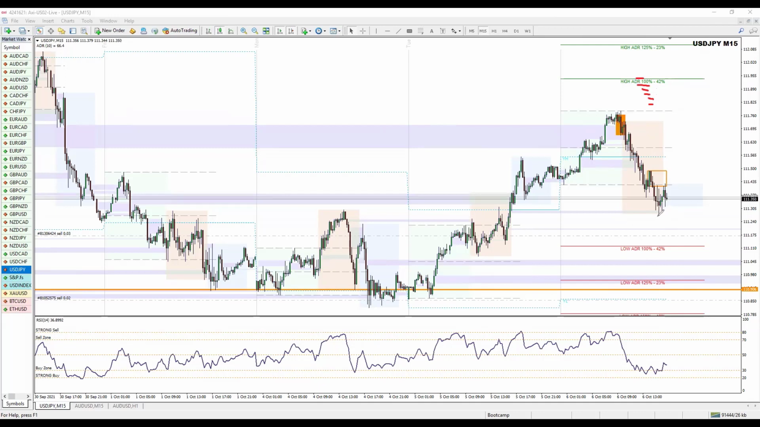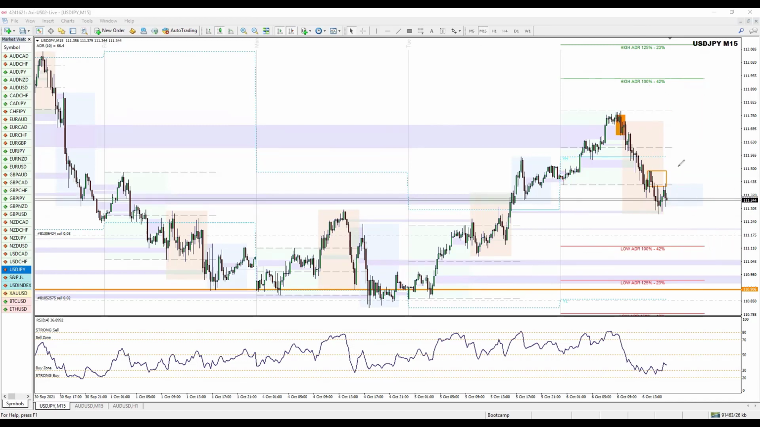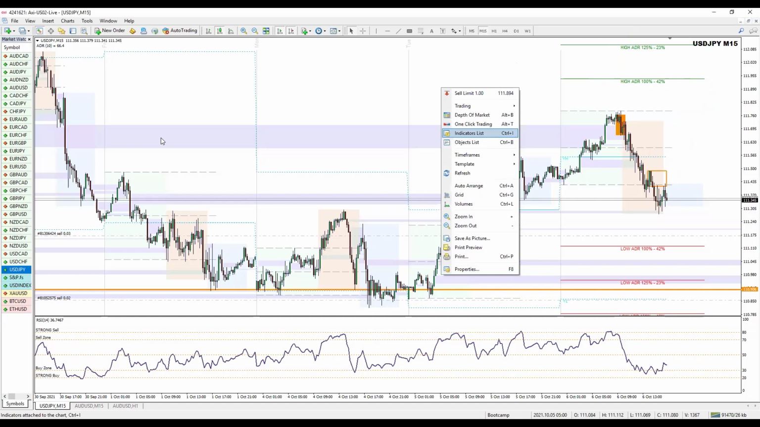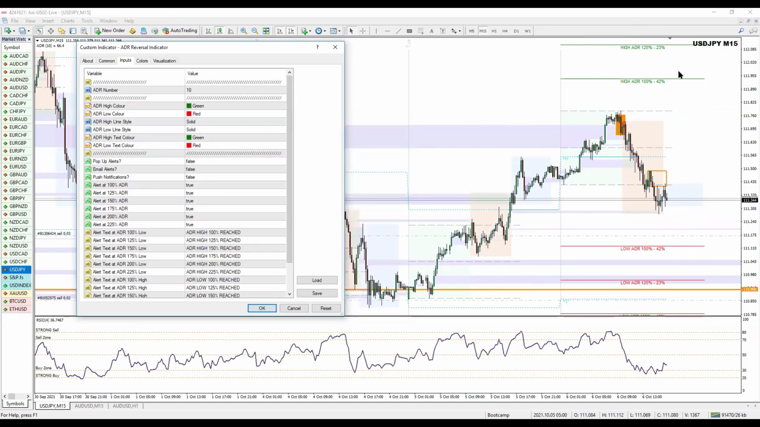Okay, because the average daily range is what we're measuring, not the high or the low from the open. We're measuring how far it moves in a day. So when price gets to one of these levels, this indicator will ping you an alert, and it will tell you that there has been a hit of the average daily range. So this has moved 66 pips in this case in one direction today.